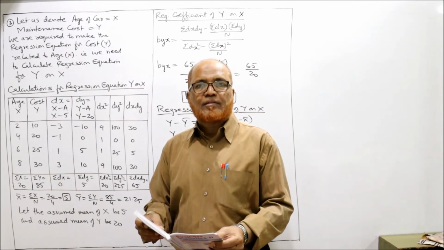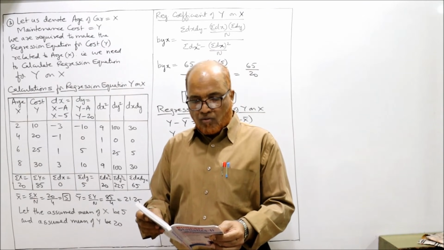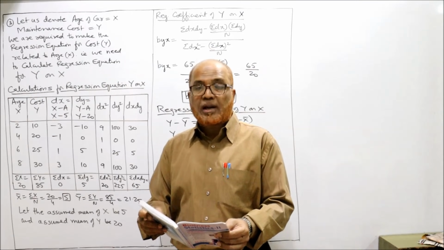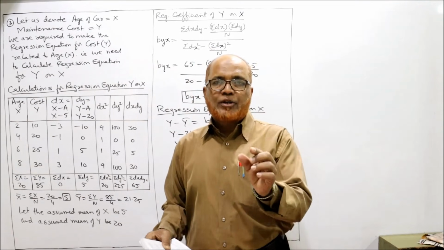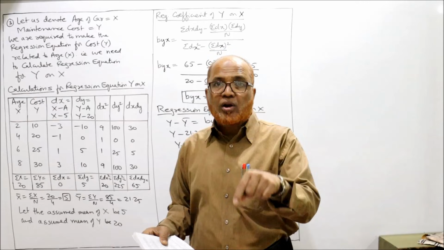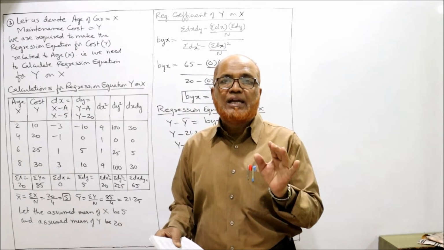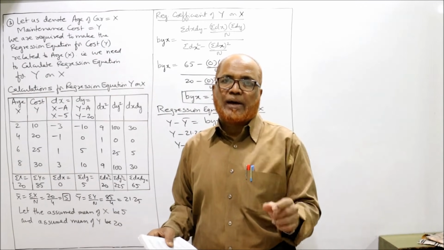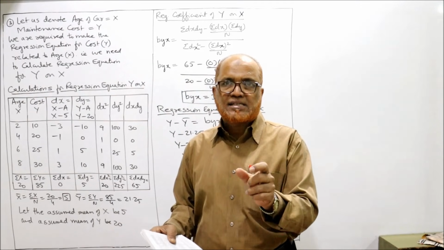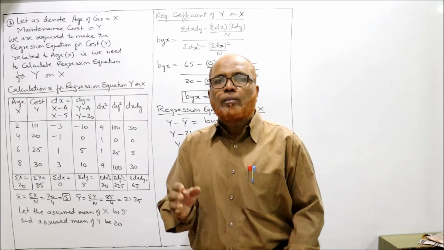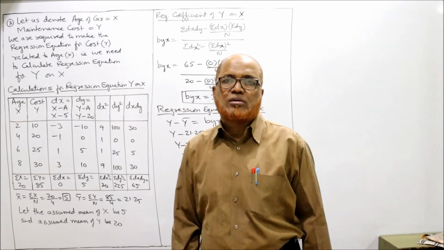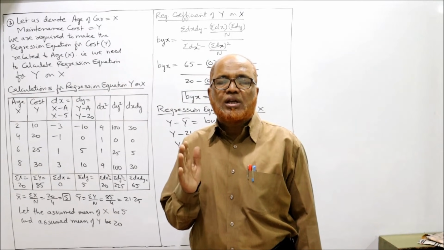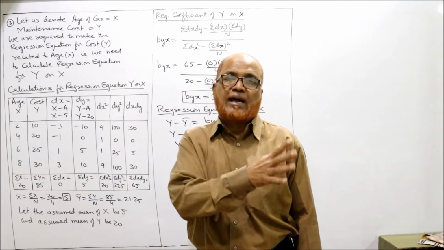So we are given 2 variables, age and cost. What it is asking you: obtain the regression equation for cost related to age. First of all we will denote age as x and cost as y. So we are required to make the regression equation for cost. Cost means y. So we are required to make the regression equation for y on x.